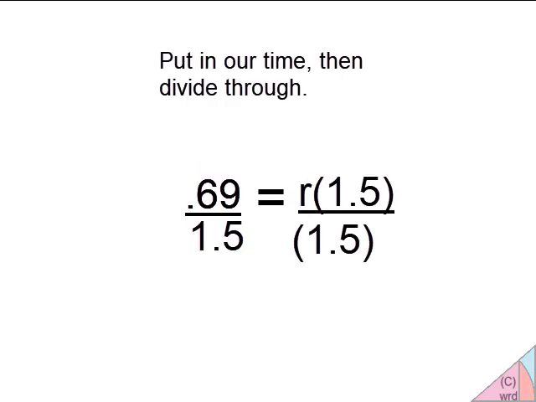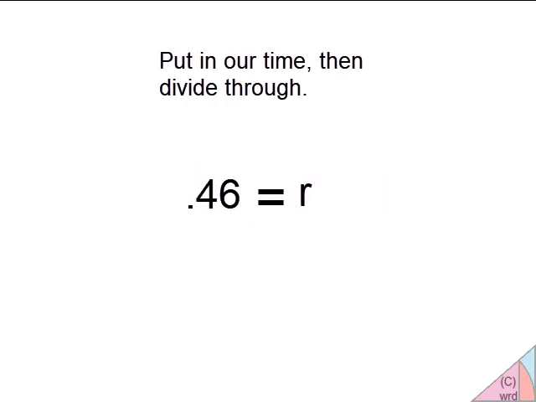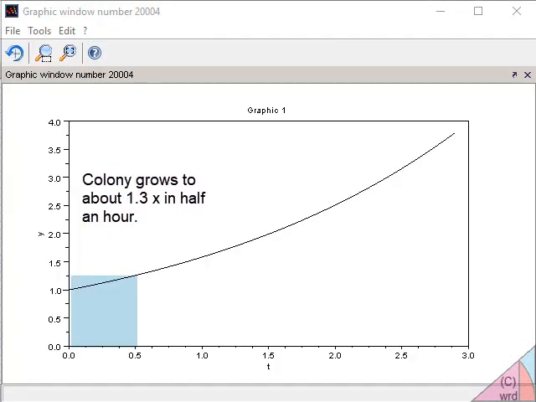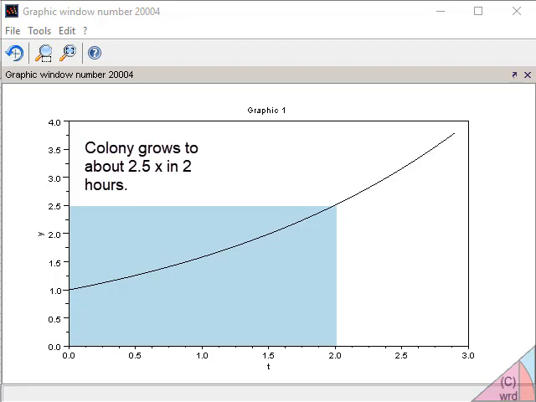We divide through by 1.5 and see our value for R, 0.46. This is what we put in the growth curve generating circuit to make other colony growth factors available for other reasonable time points.